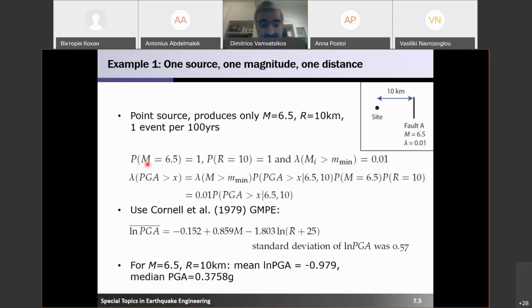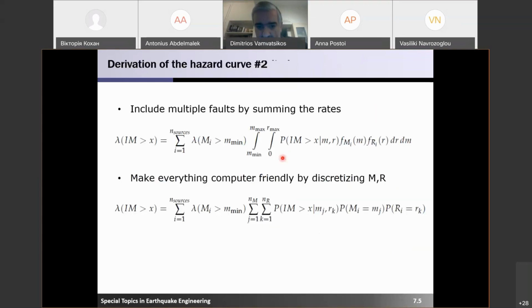So, immediately, I should go back to this. I need to quantify those numbers. Of course, there's one source, so this sum disappears. There's one magnitude, this sum disappears. There's one distance, yay, this sum disappears. What you've got is the rate and a GMPE. This one, well, if there's one magnitude, it's 1. This one, which has one distance, is 1. So you've got the GMPE and a rate.